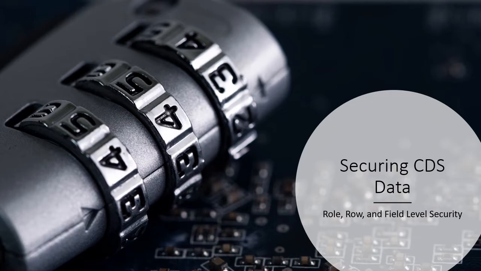This demonstration is to illustrate how we can secure common data service data using role level security, row level security, and field level security, as well as how to secure these artifacts directly in CDS in addition to using an Azure AD security group.